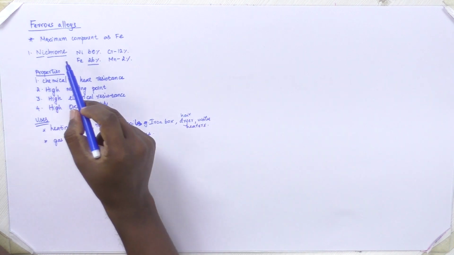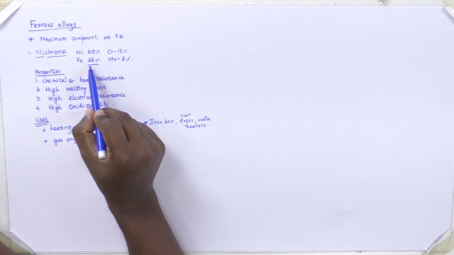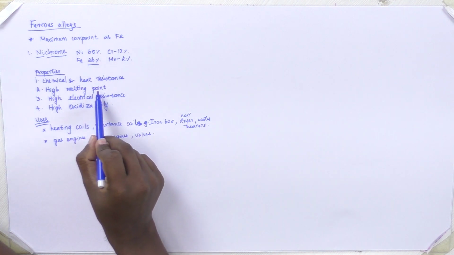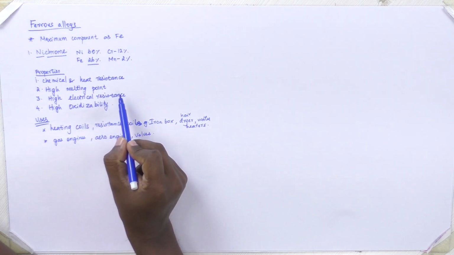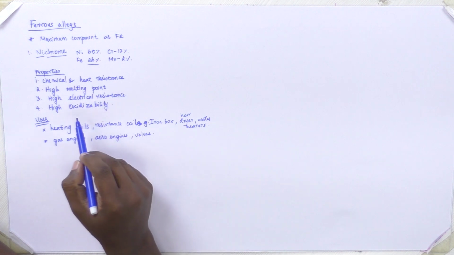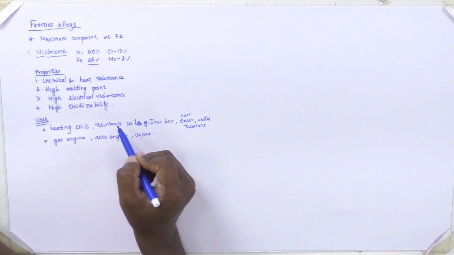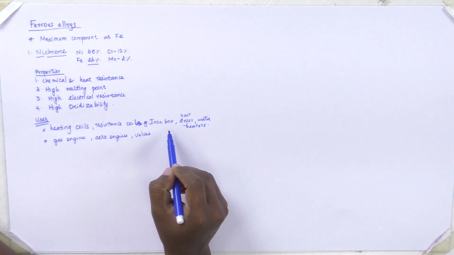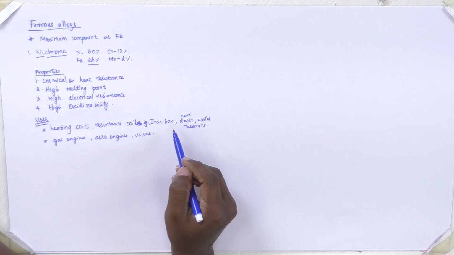So nichrome, which is an alloy of nickel and chromium and contains 26% of iron, has a high melting point and high electrical resistance. This is the reason we can use it as a resistance material, so that it will develop heat energy, which will be utilized for drying purposes or for heating elements.